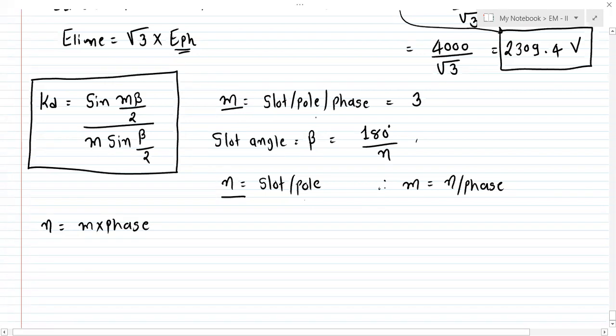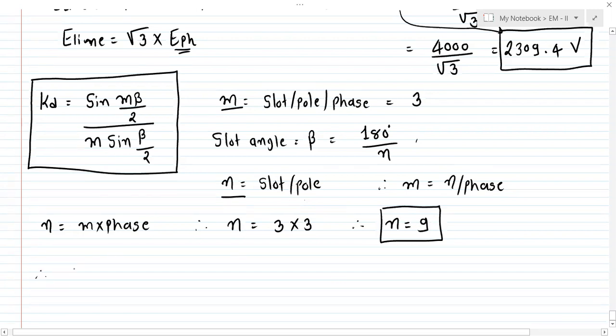Simply, we have m equal to slot per pole per phase, and n equal to slot per pole. So I put this slot per pole here: m is equal to n by phase. I want to find the value of n, so n is equal to phase into m. Here m is 3, and we have a 3-phase machine, so phase is also 3. From that, I get n is equal to 9.